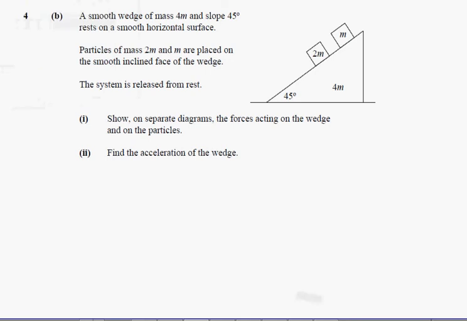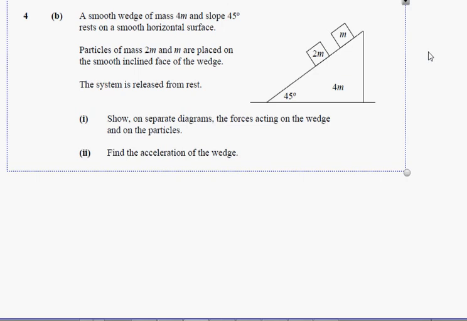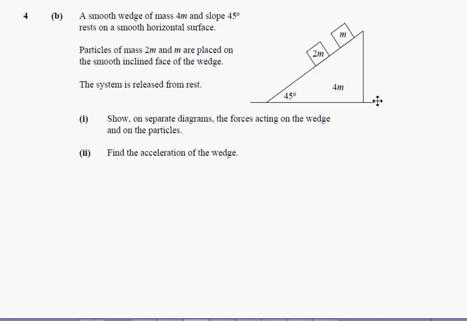This is a 2010 4B. A smooth wedge with mass 4m and slope 45 degrees rests on a smooth horizontal plane. Particles with mass 2m and m are placed on a smooth inclined face of the wedge. The system is released from rest. Draw separate diagrams of the forces acting on the wedge and on the particles.